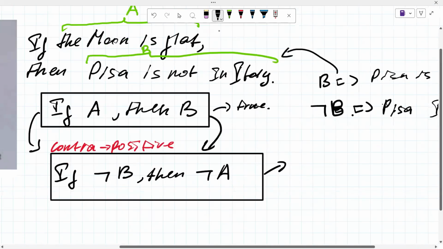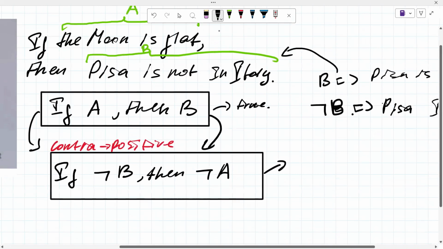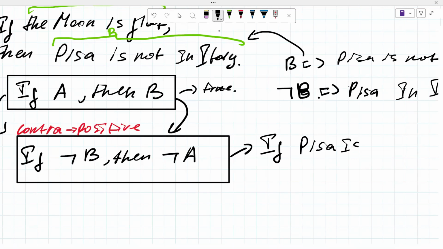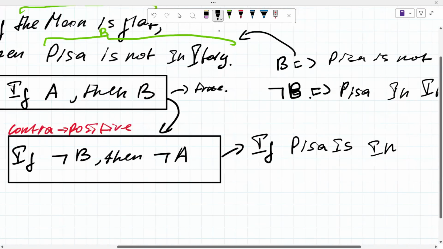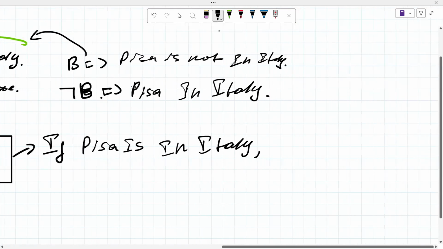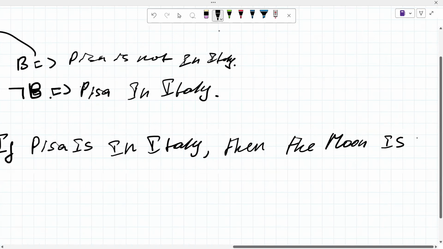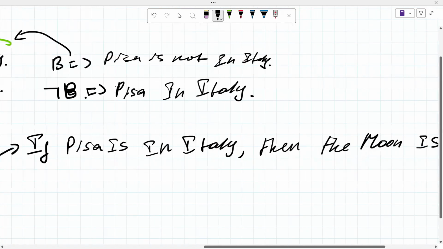If A was the moon is flat, then not A is the moon is not flat. So finally, you will have if Pisa is in Italy, then the moon is not flat. Okay, you have any questions here?